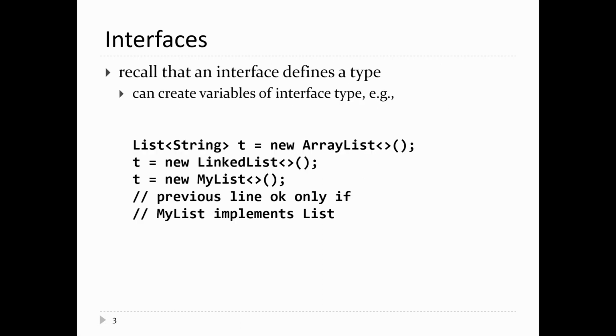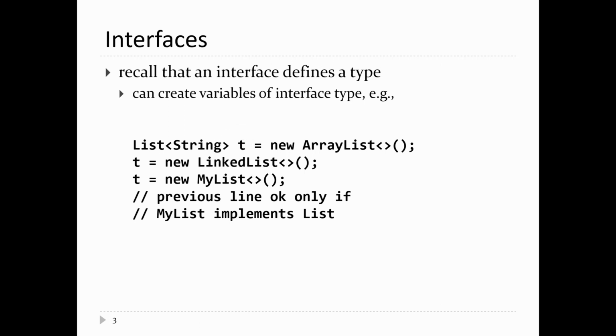Now remember, interfaces are actually types in Java. So List, Set, and Map are all types, and they're all interfaces. So you can make a variable whose type is List. That's an interface. What can you store in that variable? Well, I can store an ArrayList in that variable. Why? Because ArrayList implements the List interface. I can store a java.util LinkedList in the variable t. Why? Because LinkedList implements the List interface. If you make your own list class called MyList, and you say that it implements the List interface, you can store a MyList object in the variable t.